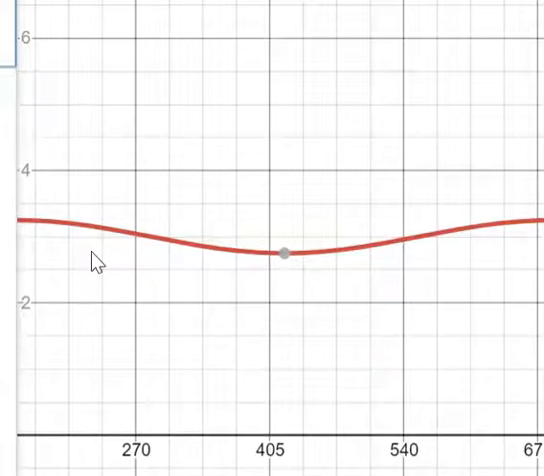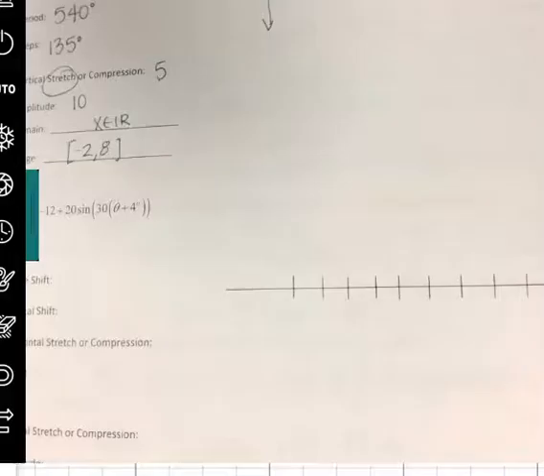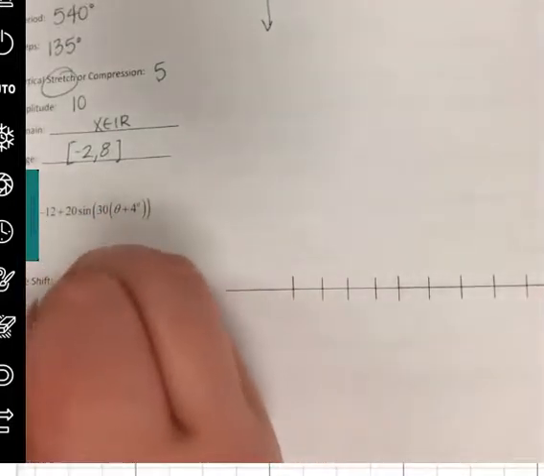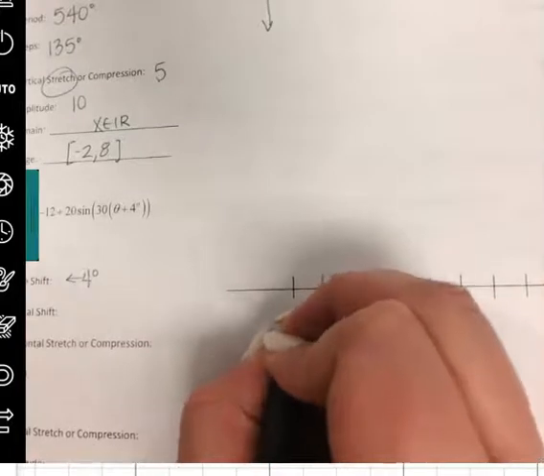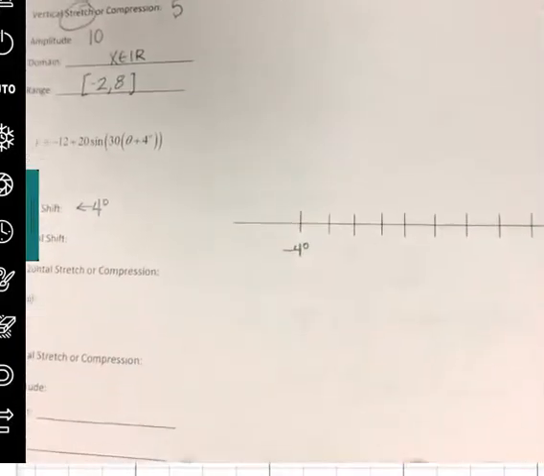Okay, so we have -12 plus 20 sine 30 (theta plus 4) degrees. First question, which way are we shifting our graph? Think about which direction it is. We're going to the left 4, because it's always the opposite. So that means that my starting degree is -4 degrees.